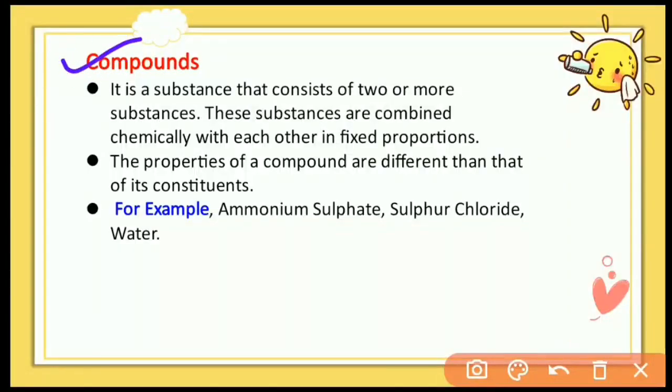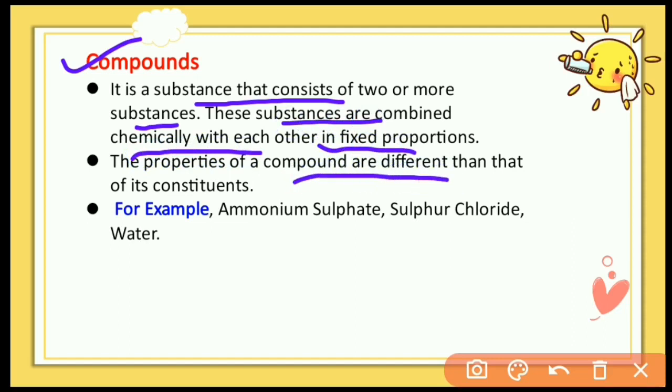Compounds. A compound is a substance that consists of two or more substances, and these substances are combined chemically with each other in fixed proportions. The properties of a compound are different from its constituent substances. For example, ammonium sulfate, sulfur chloride, and water. Its properties are completely different from its constituent reacting substances.